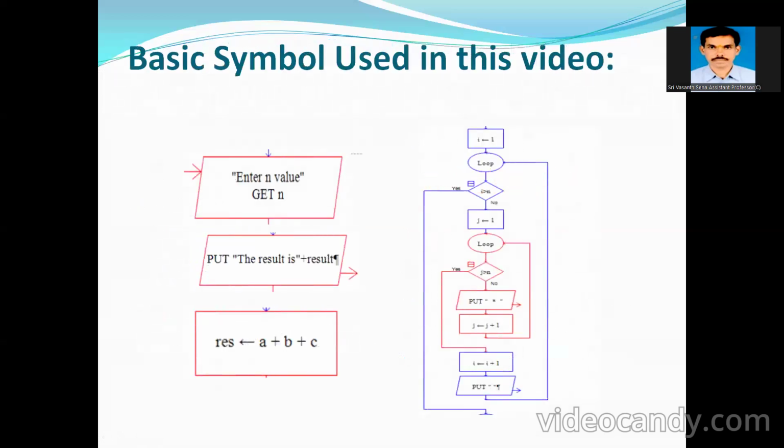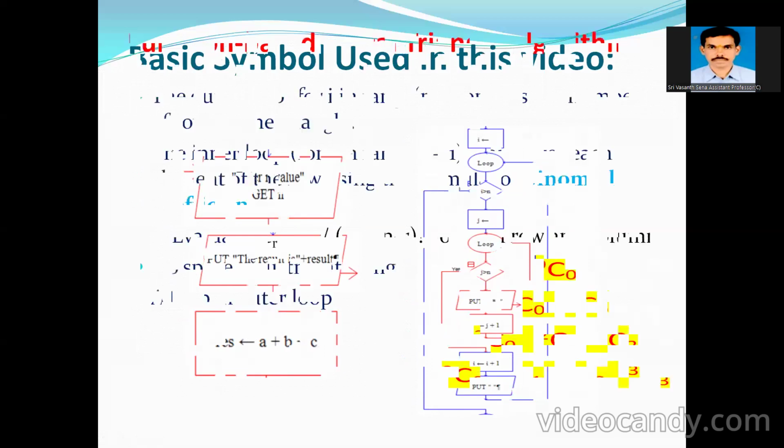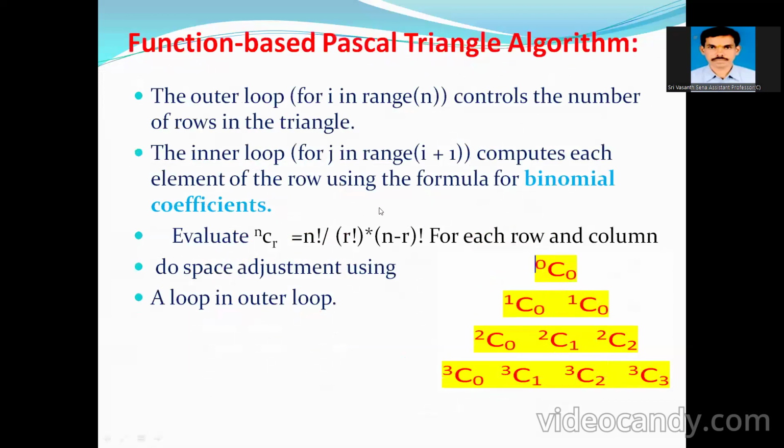Now in this we are using the input/output symbol and the processing symbol. Including this, we are using loops. The outer for loop indicates the rows and the inner for loop indicates the columns. So the basic algorithm is: 0C0 in the first row; 1C0, 1C1 in the second row; 2C0, 2C1, 2C2 in the third row; 3C0, 3C1, 3C2 and 3C3 in the fourth row.